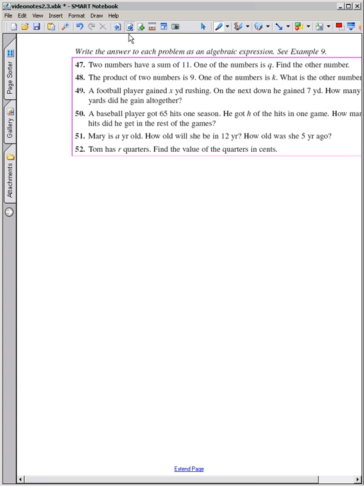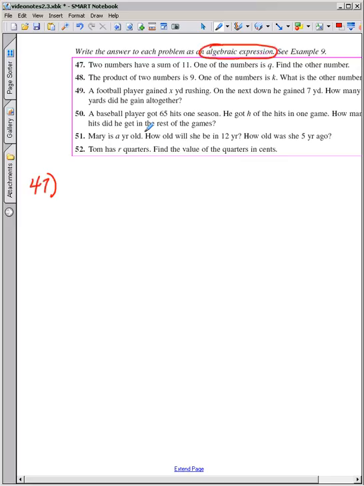The next thing we do in this section is doing some translations. This one is translating from words into expressions. This is preparing you for the word problems that are to come in chapter 2. So you have to do some reasoning here. In number 47, it says two numbers have a sum of 11. One of the numbers is q, and you have to find the other. So we need to write an algebraic expression in terms of q that represents our other number.